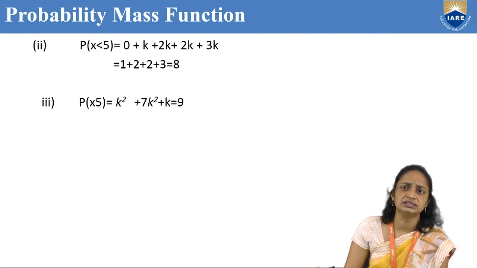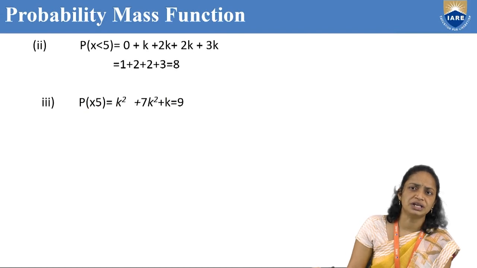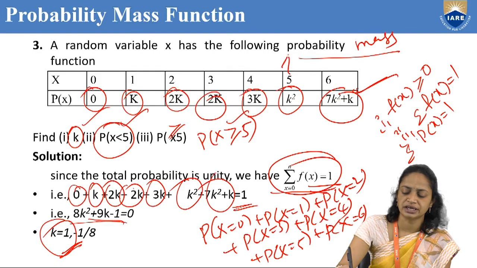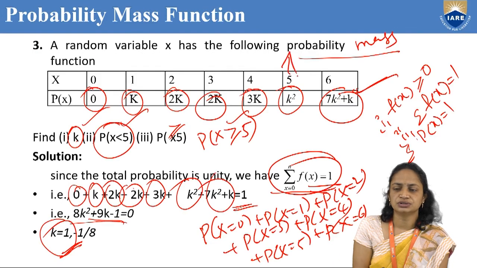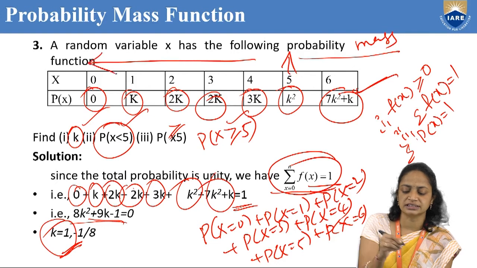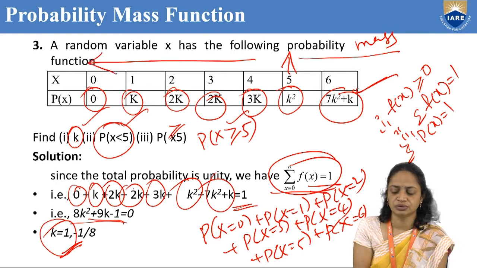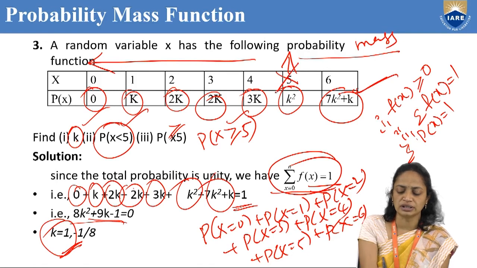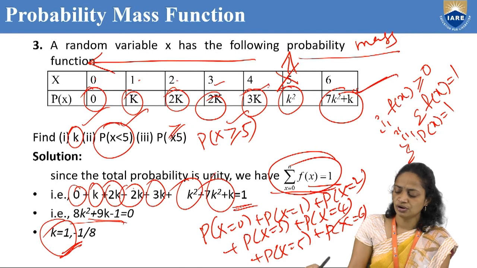So next one is, we need to find probability of x less than 5. So here we have 5, right? Less than 5 means these are the values less than 5. Okay, so excluding 5, we have to take all the values. That means p of x equal to 0 plus p of x equal to 1, plus p of x equal to 2, plus p of x equal to 3, plus p of x equal to 4.